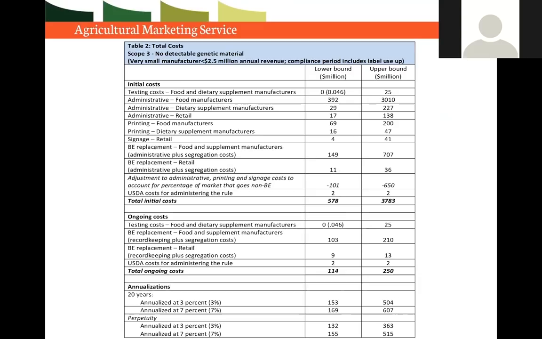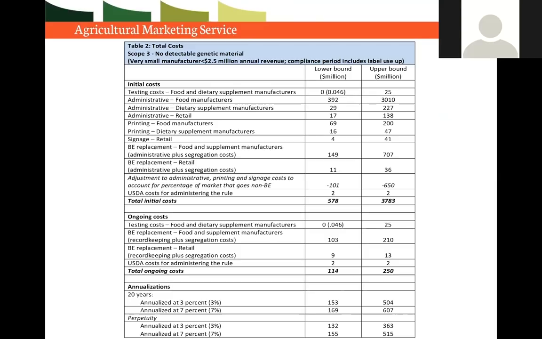An additional cost that increases the total cost of Scope 3 is testing costs. Scope 3 allows manufacturers to demonstrate through evidence, including testing, that the ingredients in their product do not contain any rDNA. Using the bioengineered ingredient testing cost in the FDA label cost model, USDA estimates testing costs ranging from less than $1 million to $25 million annually, depending on purity threshold.